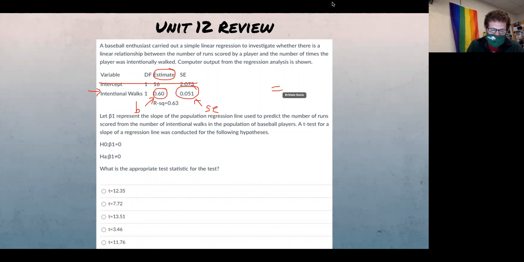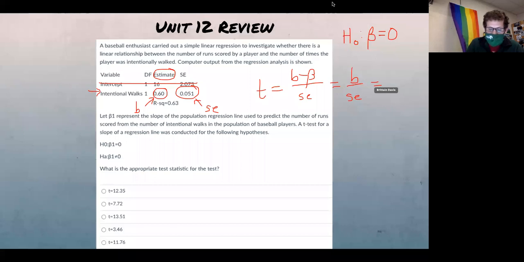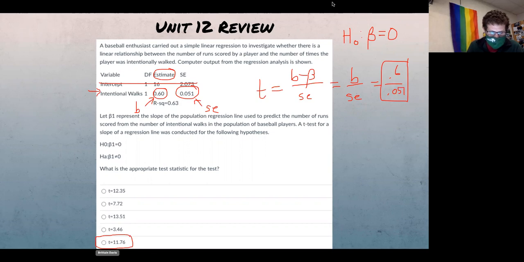And the test statistic, T, is going to be b minus beta divided by the standard error. Because our null hypothesis is that beta equals 0, this basically just becomes b divided by the standard error. And those two values are given to us. It's basically 0.6 divided by 0.051. That's all you had to do. Of course, that's not your answer. When you do that, you will get 11.76.